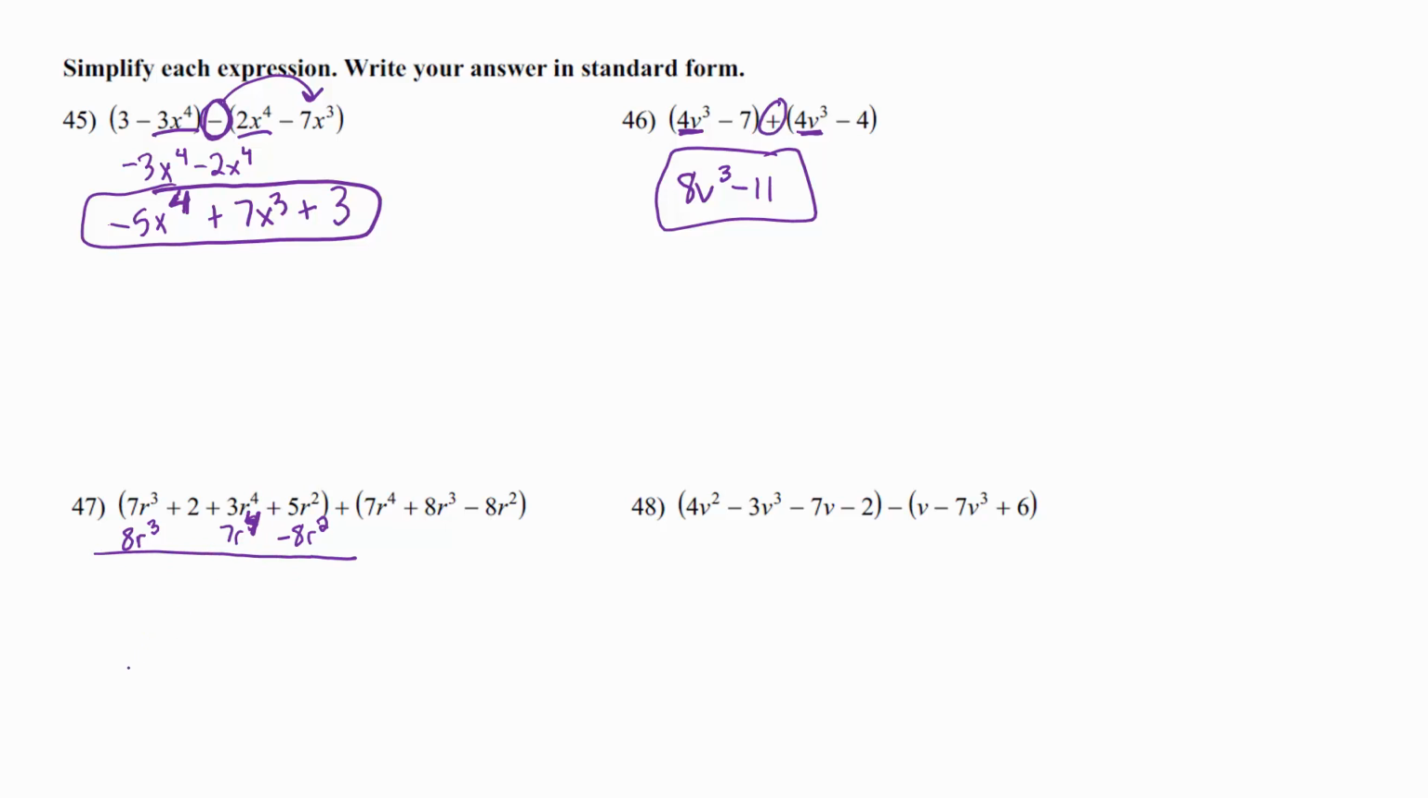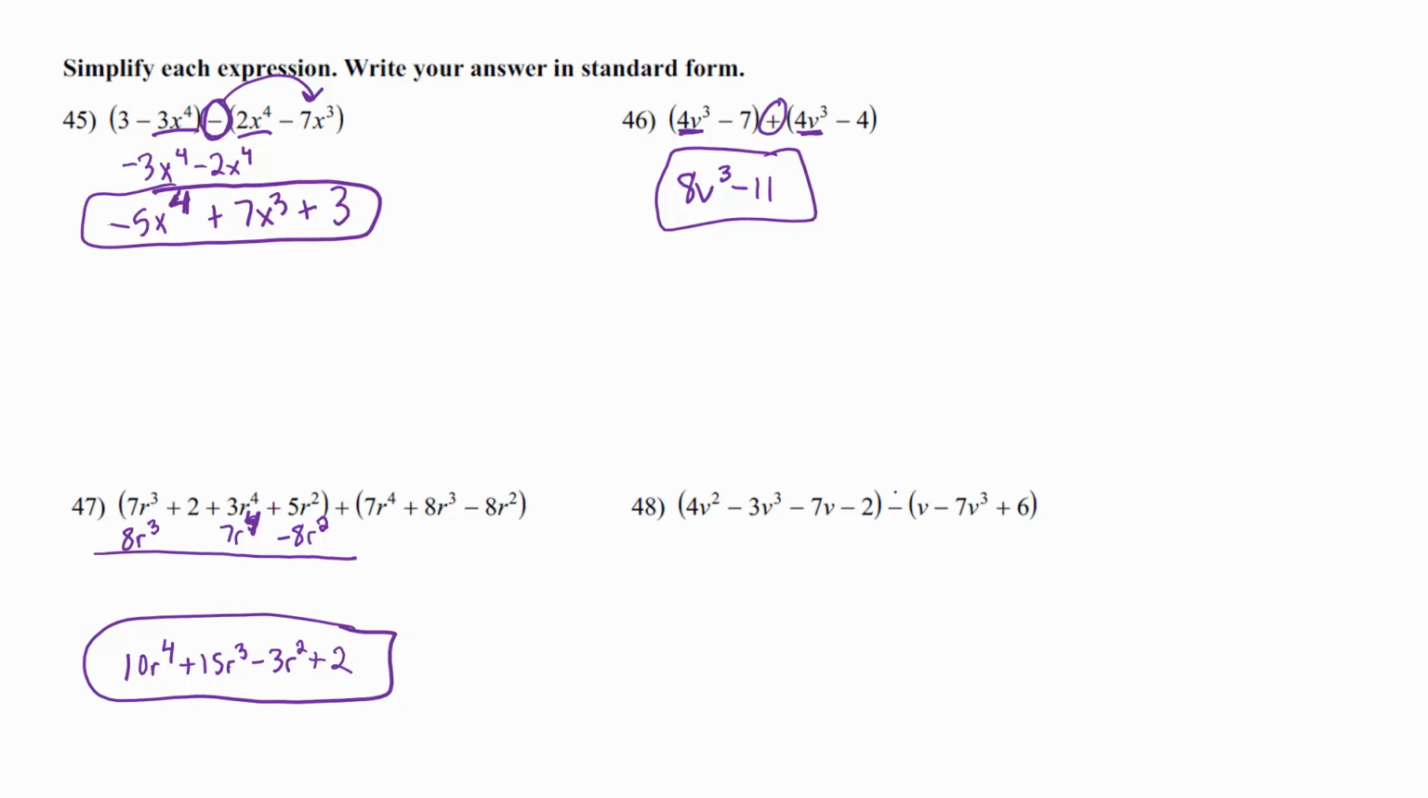So the r to the 4ths are going to come first, and then the r cubes are going to come next, and then the r squareds, and then the number, which doesn't have anything to actually add with.